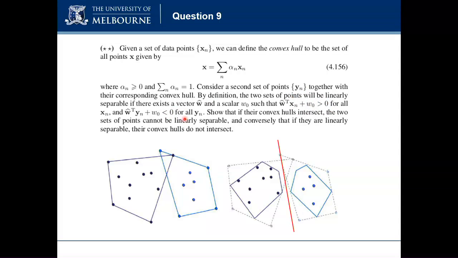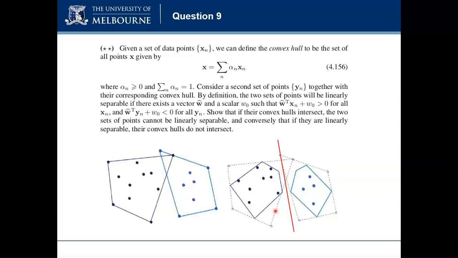And as I said, if you're equal to 0, you're smack in the middle. So the question asks us if the convex hulls intersect, right? The two sets of points cannot be linearly separable, and conversely, if they are linearly separable, they do not intersect. So this is the visual proof, right?